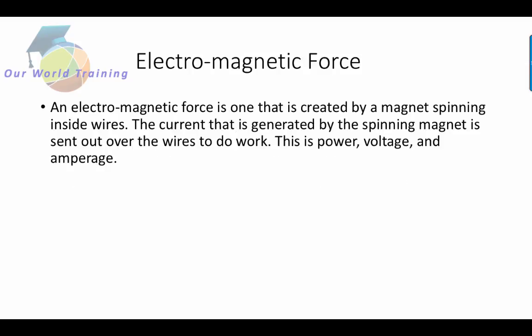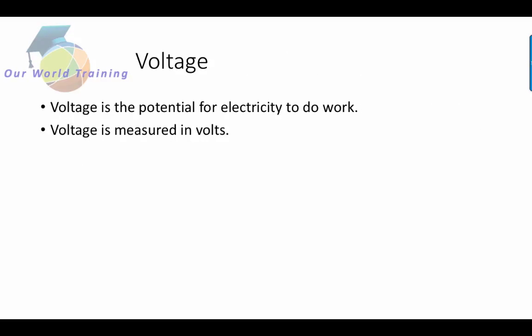Electromagnetic force is created by a magnet spinning inside wires. The current that is generated by the spinning magnet is sent out over wires to do the work. That's how most generators at power plants work. The current that's generated is power, voltage, and amperage. Electromagnetic force: take a magnet, spin it in some wires, and create power, voltage, and amperage.